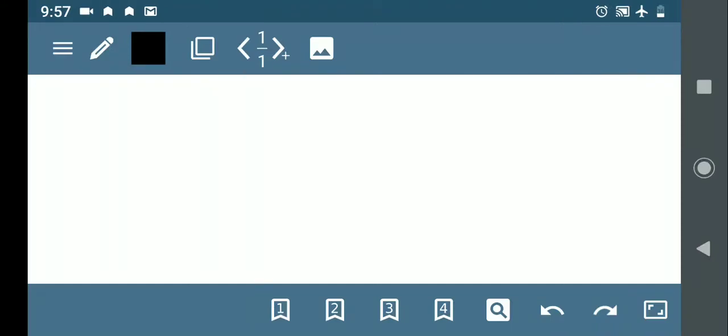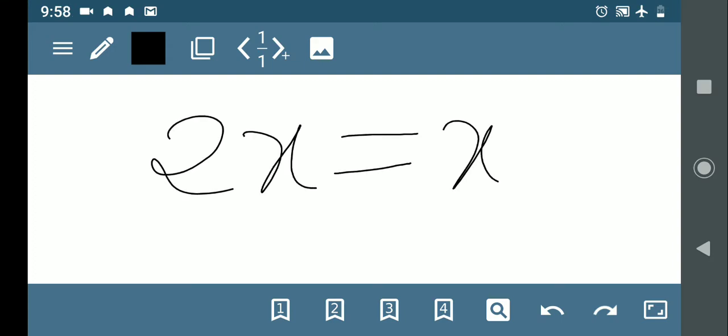Dear students, the next topic from linear equation in one variable is solving the equations which have variables on both sides. Example, I will explain to you. See here, for example, if you have 2x is equal to x plus 1, so x is the one variable which is on both the sides.